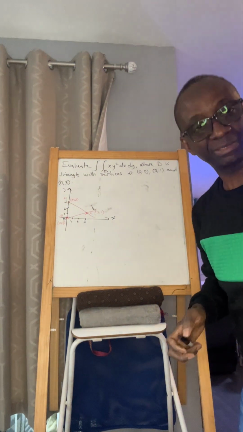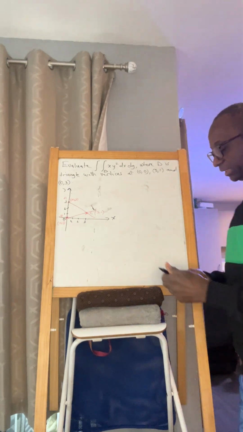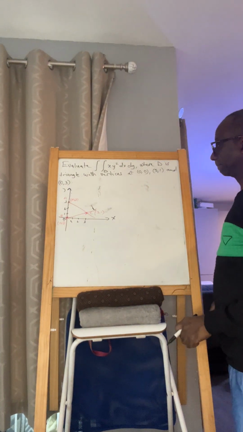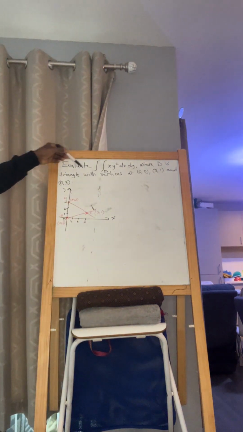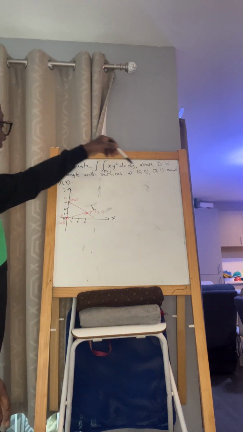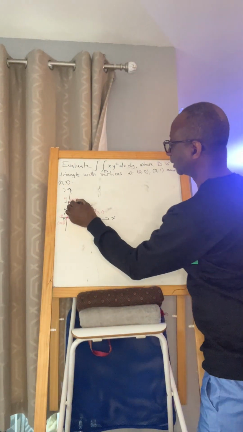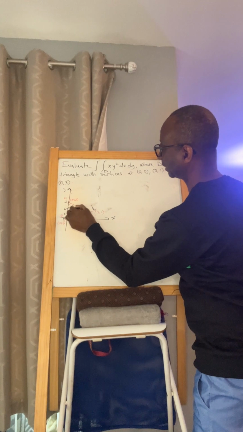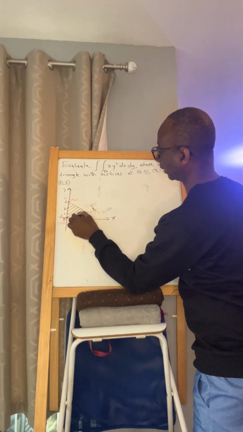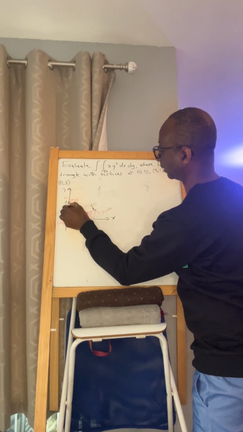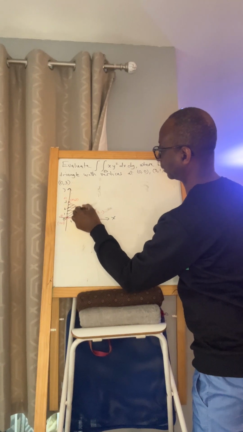I don't know whether the red mark is bright enough for you to see it. So this is the triangle we have. And because they say evaluate where D is the triangle with vertices at this point and this point, it means we are going to calculate this covered area here. This is what they want us to find.